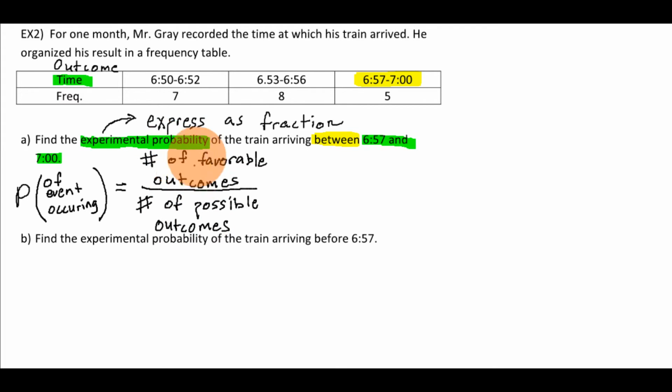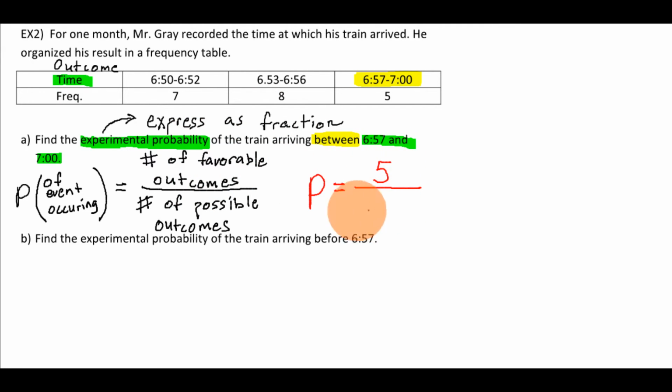So now let's put values in this fraction. I'm going to rewrite this as the probability, in this case, of the time being between 6:57 and 7 o'clock, that is equal to, let's go ahead and put my fraction bar down. Well, let's look at the number of favorable outcomes. In this case, the outcomes we're looking for are the outcomes that are between 6:57 and 7 o'clock. So that frequency happens 5 times. So I'm going to put 5 up top. The number of favorable outcomes is 5.